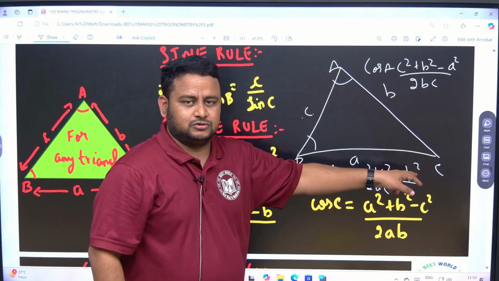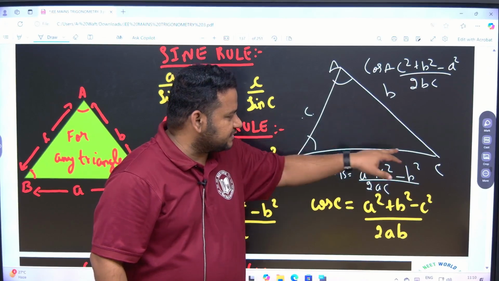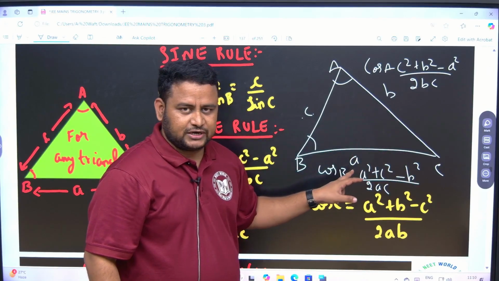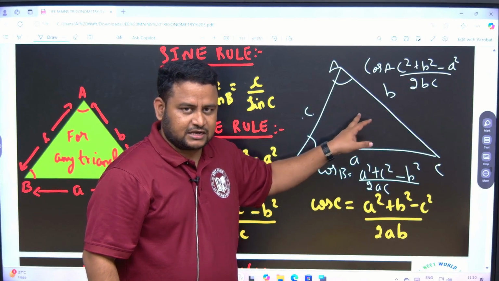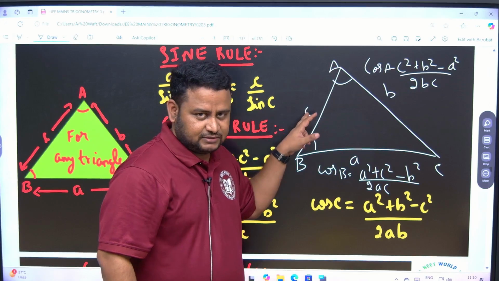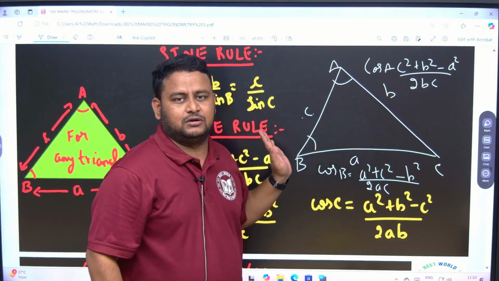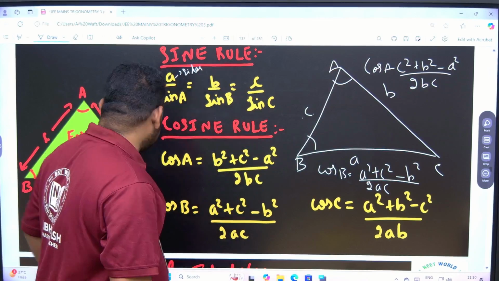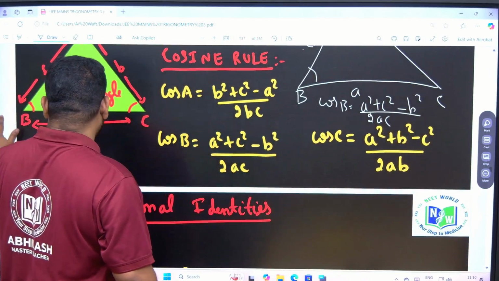Suppose for cos C also, what are the sides that are making this angle C? a and b. So you are going to add a square plus b square, minus the opposite side, that is c square, divided by 2ab. That's all. This is how you remember this. Got it, friends? This is about properties of triangle.